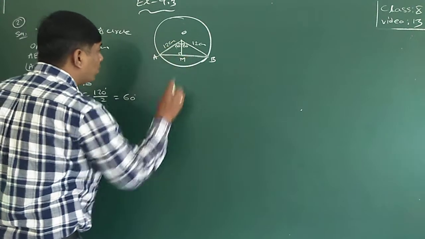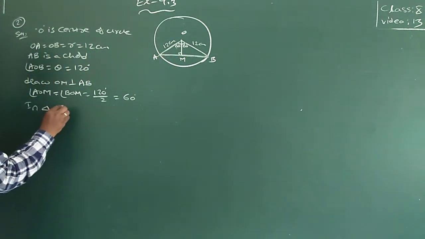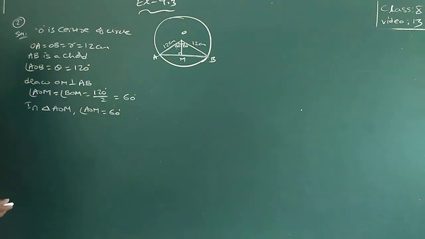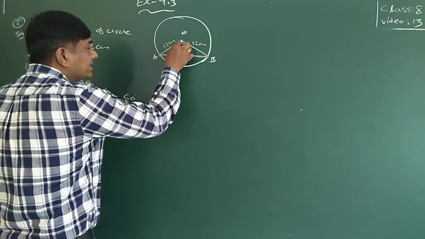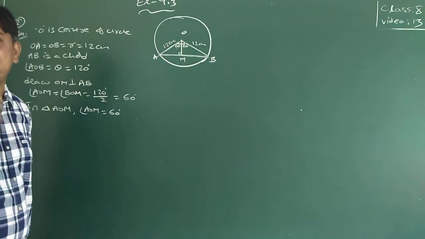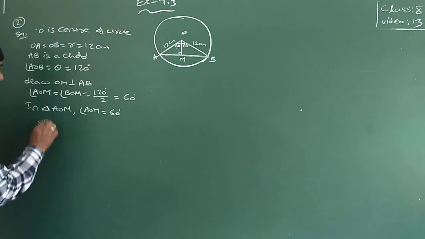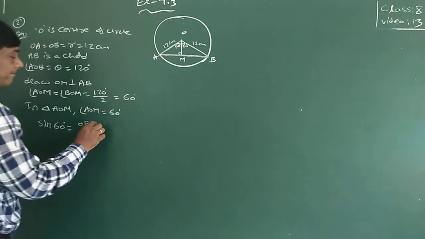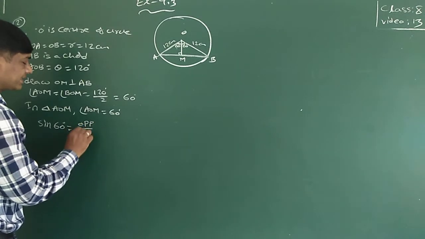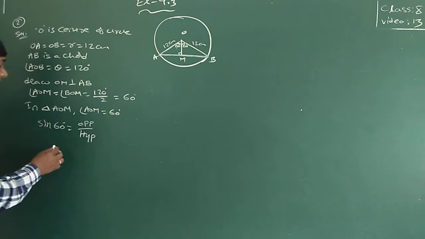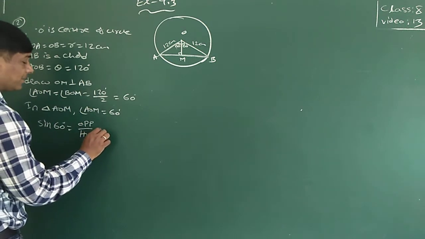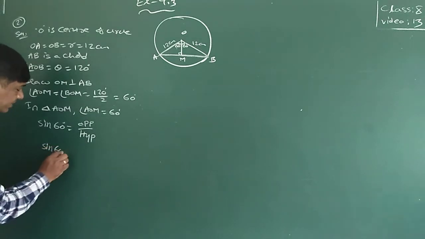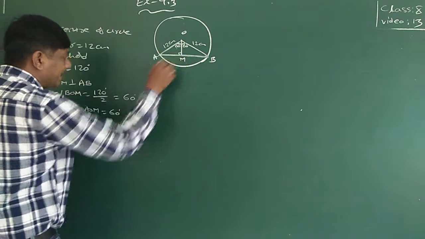Here in triangle AOM, angle AOM is equal to 60 degrees. If I apply sine 60 degrees, sine theta is equal to opposite side by hypotenuse. So sine 60 degrees is equal to the opposite side of the angle by hypotenuse. What is opposite here? For the 60 degrees angle, the opposite side is AM.